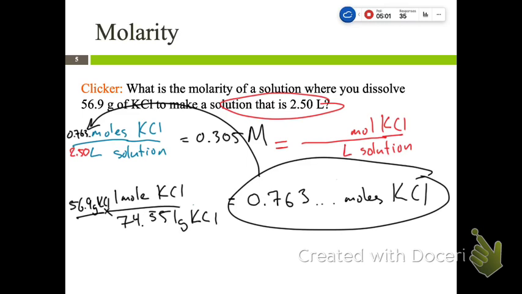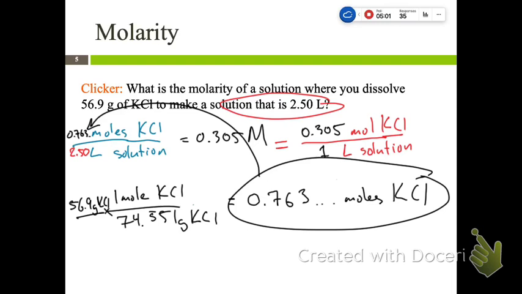Okay. You want to answer this or you have a question? Okay. Shelby, what would you fill in for the top and the bottom here? Great.